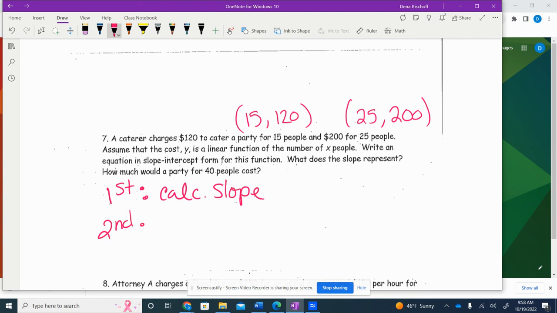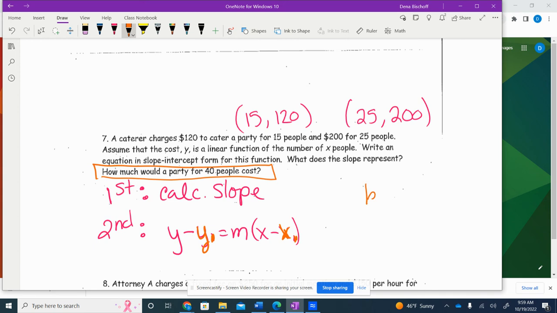Second, you are going to use the equation y minus y1 equals m times the quantity x minus x1. And you need to choose the y1 and the x1. You're going to get the y1 and the x1 from either ordered pair. It doesn't matter which point you use, okay? And then it's wanting to know how much it would cost if you have 40 people at the party. So after you write that equation, you're going to let x equal 40.